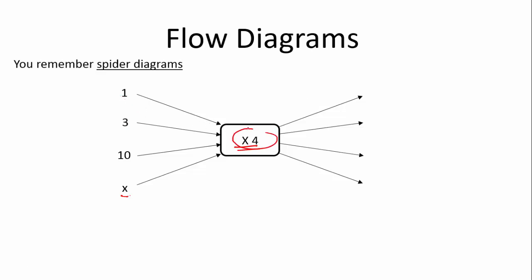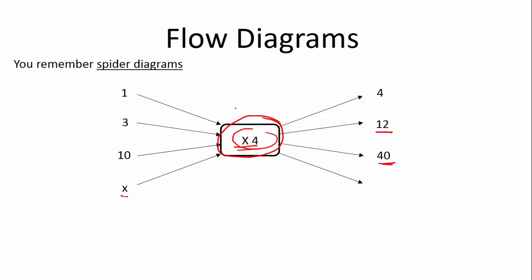So we said 1 multiplied by 4, what did that equal? 4. We said 3 multiplied by 4 equals 12. We said 10 multiplied by 4 equals 40. And then we have an x multiplied by 4, right? So this is a box. We're doing something to all these numbers on the left.